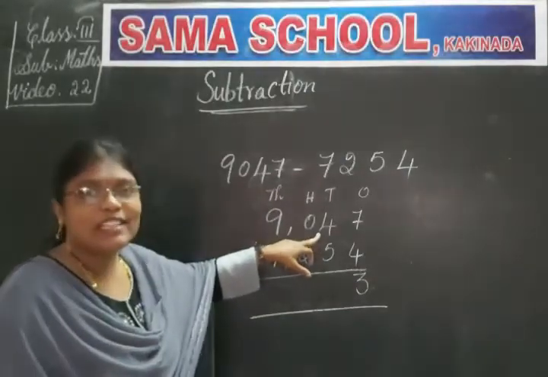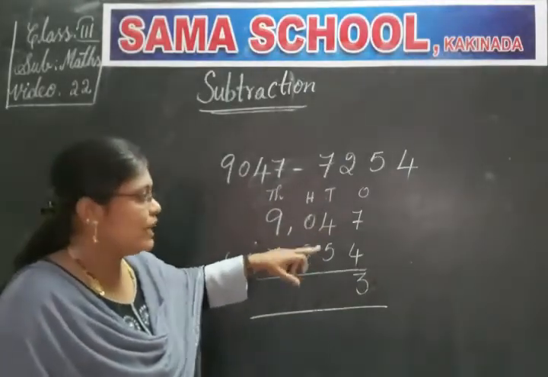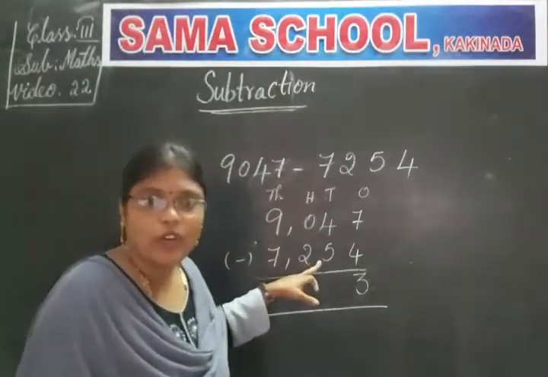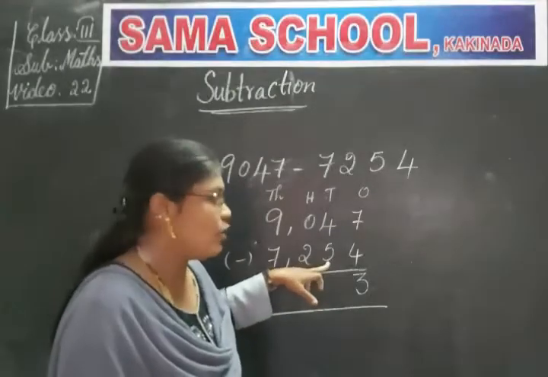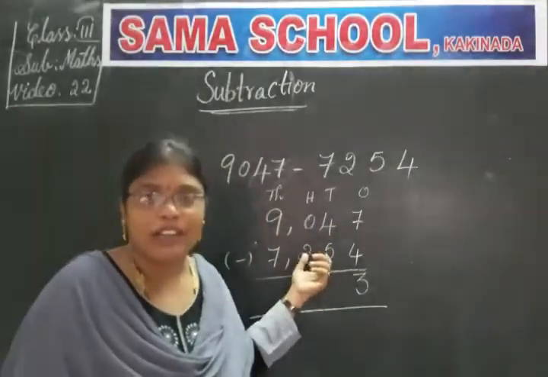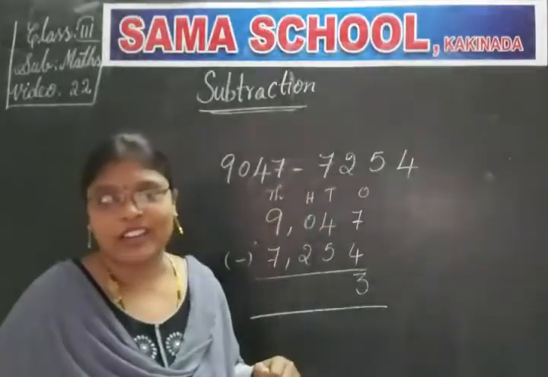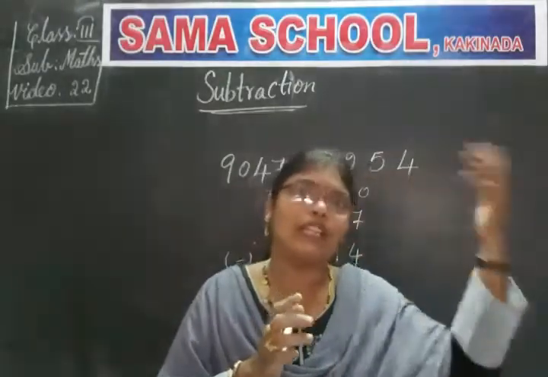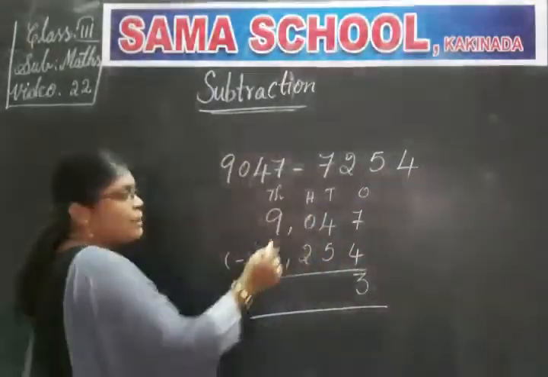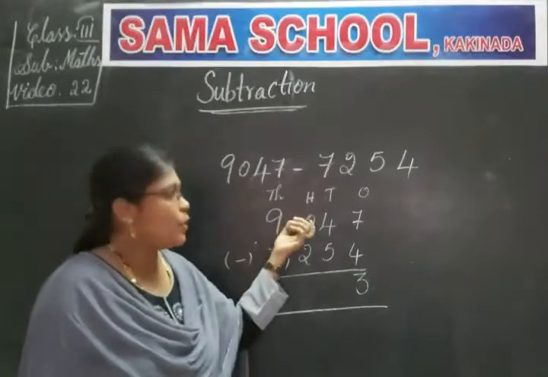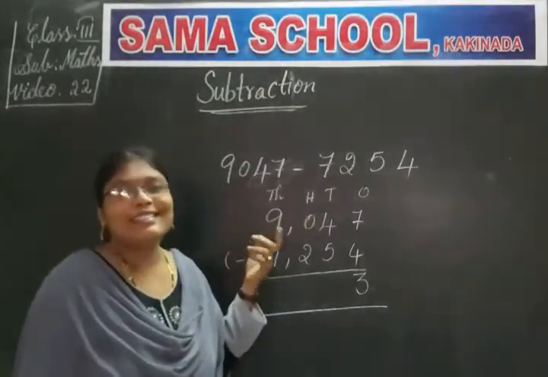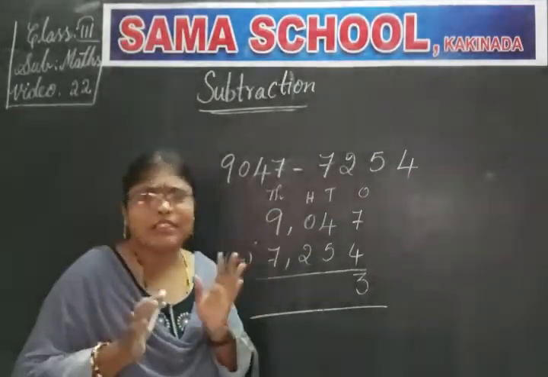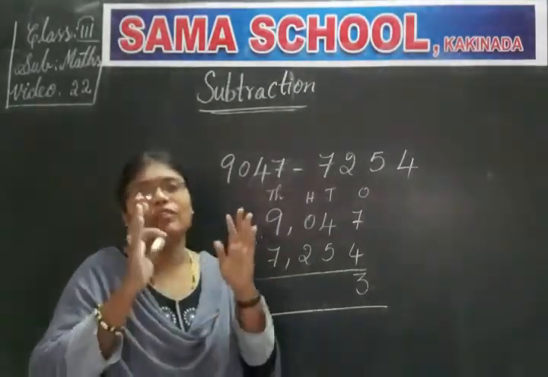Here, what is the digit in tens place? 4. But we have 5 here. Can you subtract 5 from 4? No, we cannot, as we cannot subtract a bigger number from a smaller number. So what we have to do? We have to borrow from the next place. So what is the next place? Hundreds. So what is the digit in hundreds place? 0. Can we borrow anything from 0? 0 means nothing. So we cannot borrow anything from nothing.